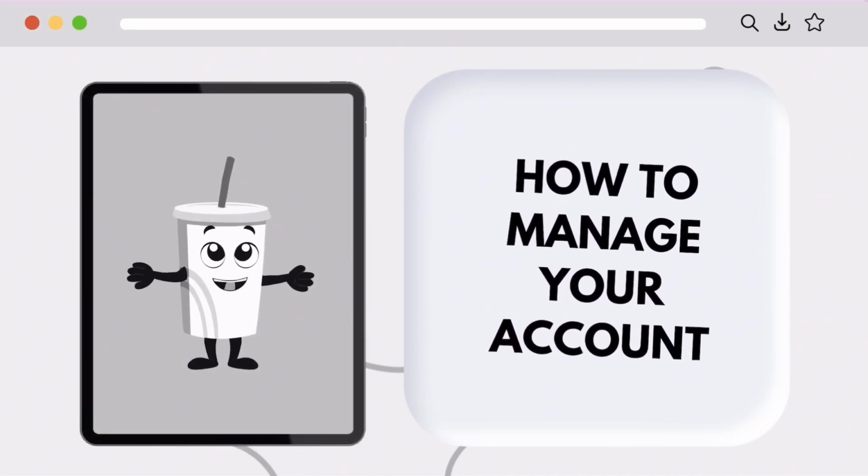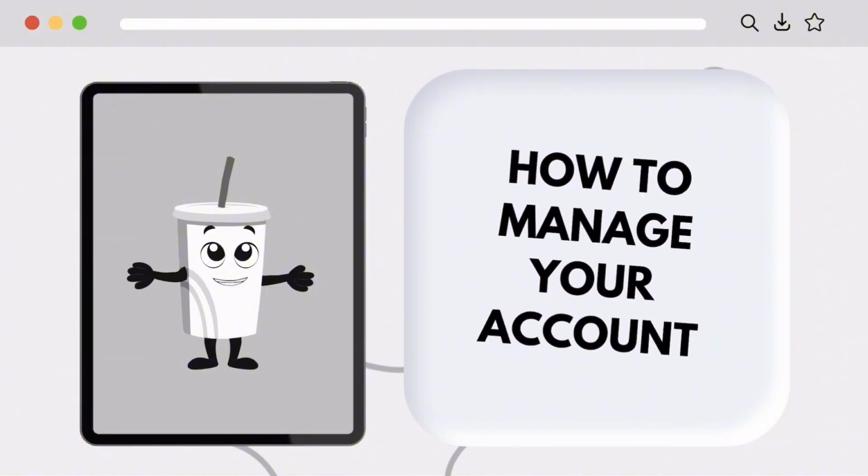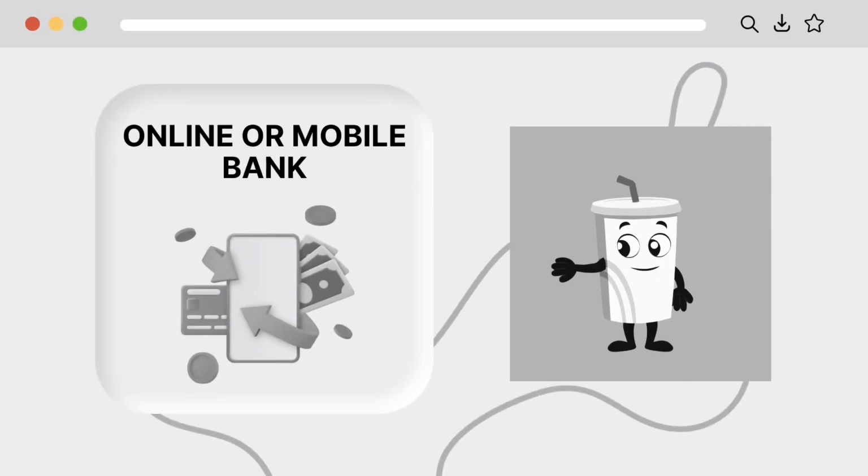So now, we will talk about how you can manage your deposits. First, we have the online and mobile banking. You can log into your bank account to check your balance and review transaction history. You can manage your account on the go with the help of mobile banking apps. Set up alerts for deposits, withdrawals, or low balances so you always know what's happening with your money.